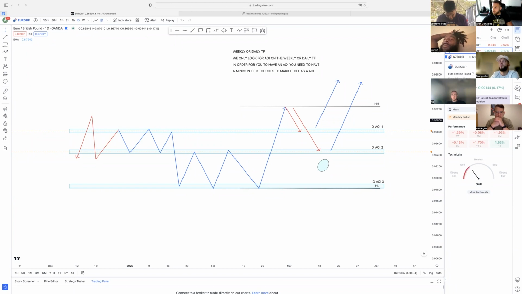Can you show the area of interest on the charts? Yeah, no worries. I just want to make sure you guys understand everything. If you understand type 1, and if you don't, this is your moment to ask your question before we move on. All right, perfect.